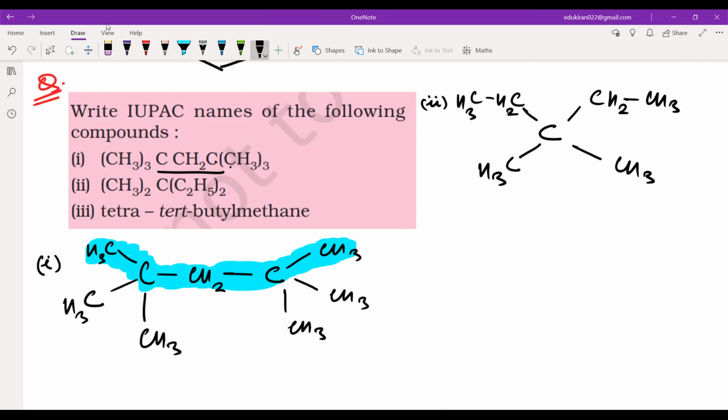Right now you will just have substituents. You can see that this carbon atom can either be numbered like this, 1, 2, 3, 4, 5, or like this, 1, 2, 3, 4, 5. Both of these numberings are fine, because in the above one the first substituent is at the second carbon, and in the below one also the first substituent is at the second carbon. So you can take any of these numbers.